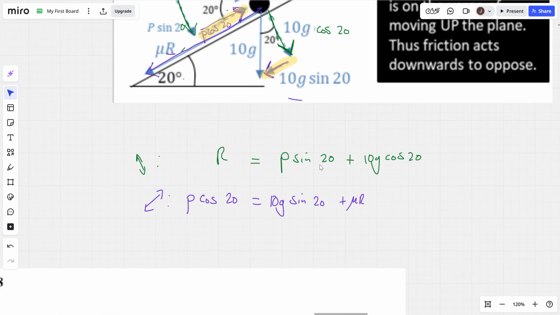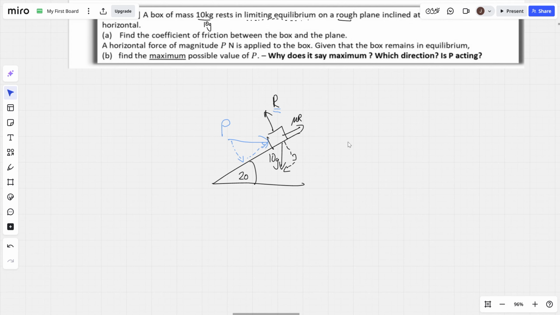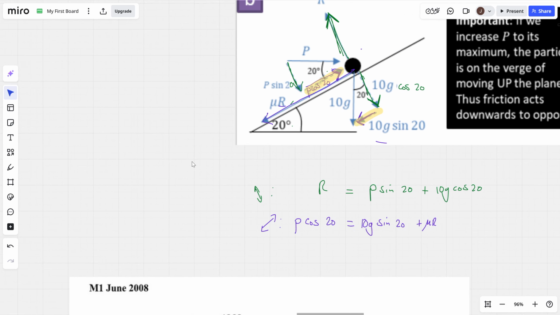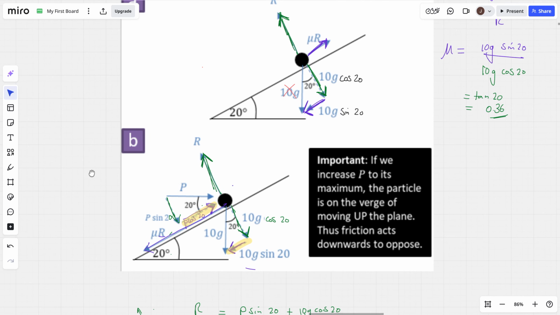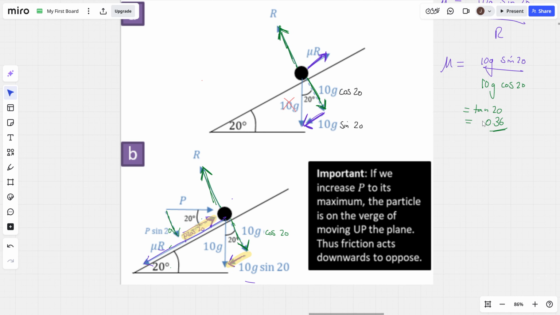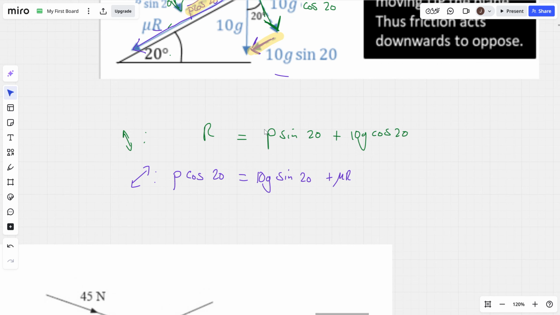And what are we trying to find here? We are trying to find the maximum possible value of P. Mu, I did actually know mu. So mu doesn't change, okay? So in general, you're going to keep mu the same because it's like a property of how much friction there is between the block and the slope. So once you found that in a question, that doesn't change. So you're going to reuse that number there. So there's two things you don't know, R and P.